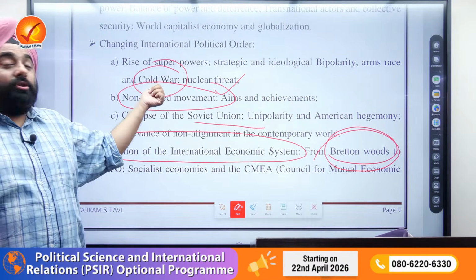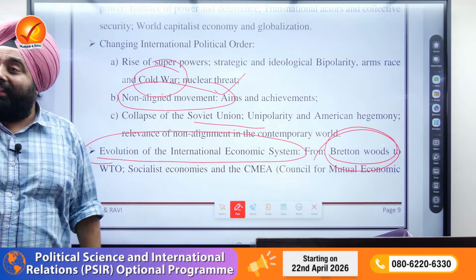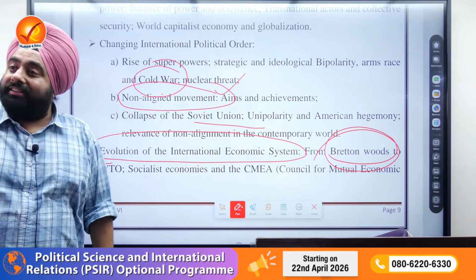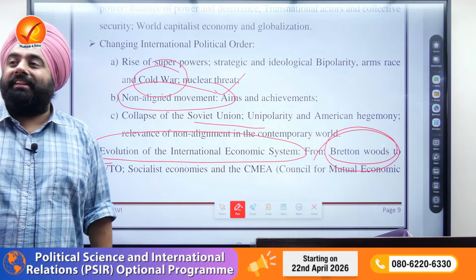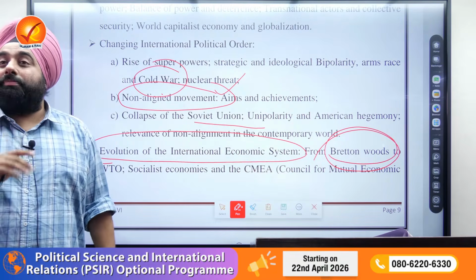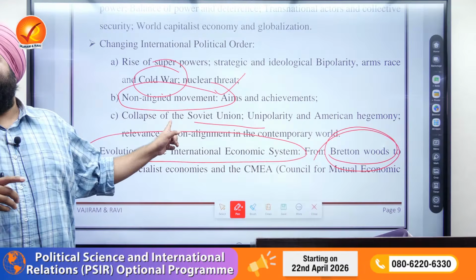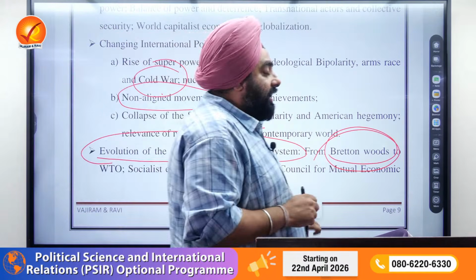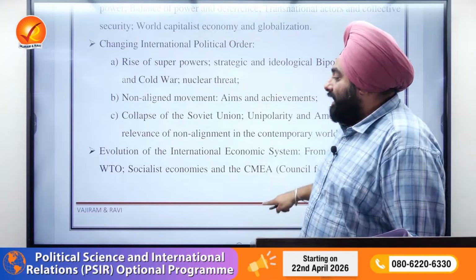For example, when you study Cold War history, we'll study the realist perspective on the Cold War, the social constructivist perspective, and the Marxist perspective. You have to do theoretical analysis, which is not required in your GS IR questions, but is required here in your optional paper. That only will give you good marks in optional. So theoretical analysis and conceptual clarity are very important.